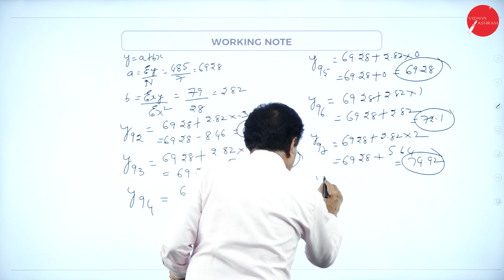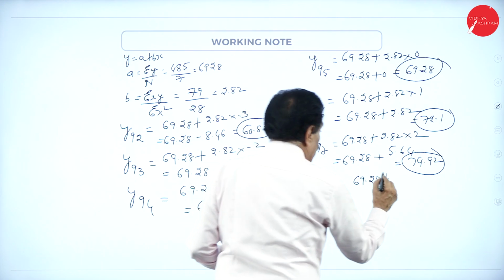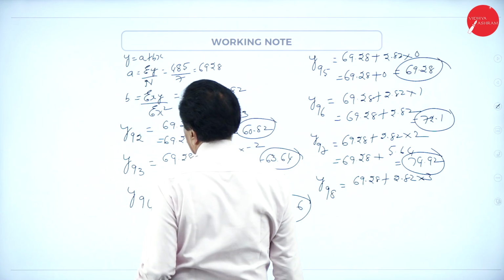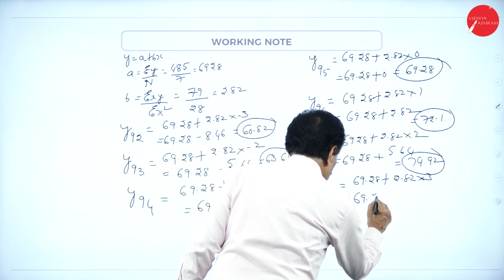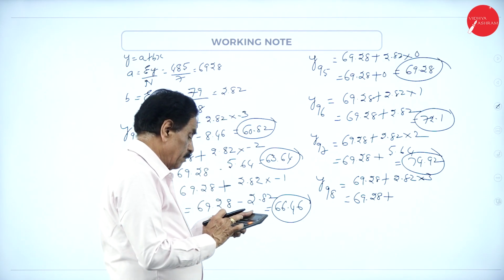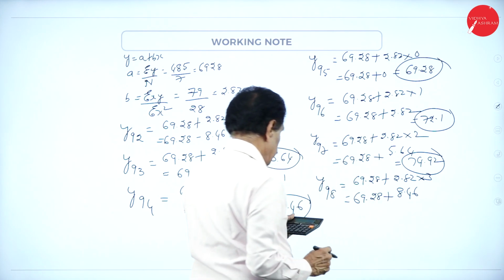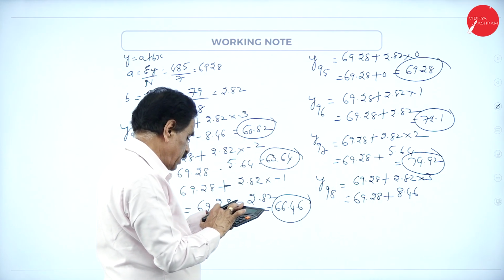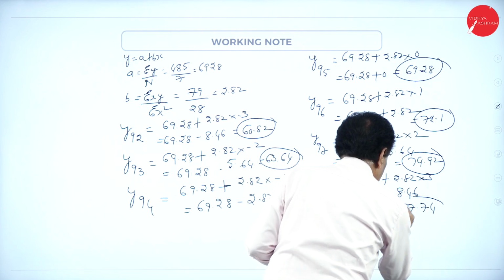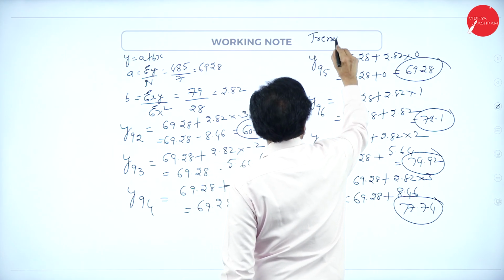Last one, Y98. 69.28 plus 2.82 into 3. This is 69.28 plus 8.46, which is 77.74. These are all called the trend values.